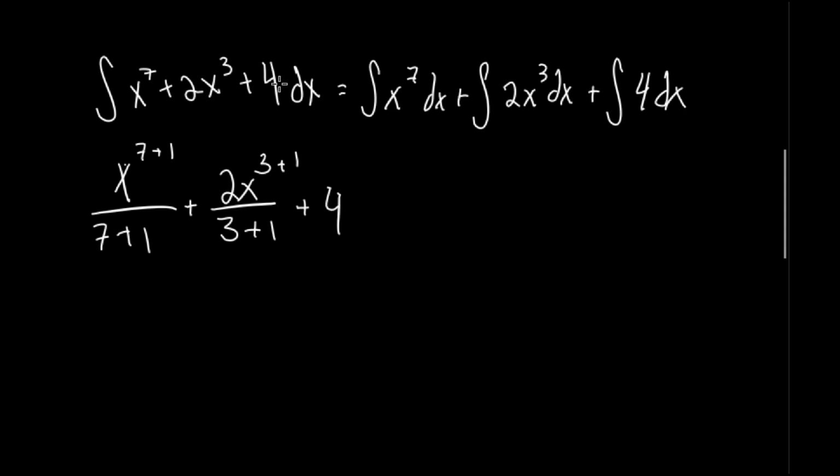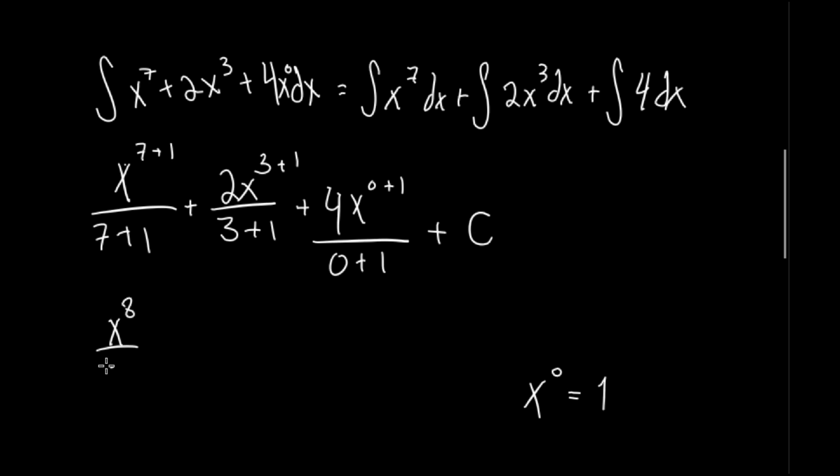Now we can see that here we have no x value. So therefore you can think of this as x to the power of 0, because x to the power of 0, or anything to the power of 0, we know is just 1. So we can rewrite that as that. So we have x to the 0 plus 1 over 0 plus 1 plus c. Now we would simplify this and get x to the power of 8 over 8 plus 2x to the fourth over 4 plus 4x to the power 1 over 1 plus c.